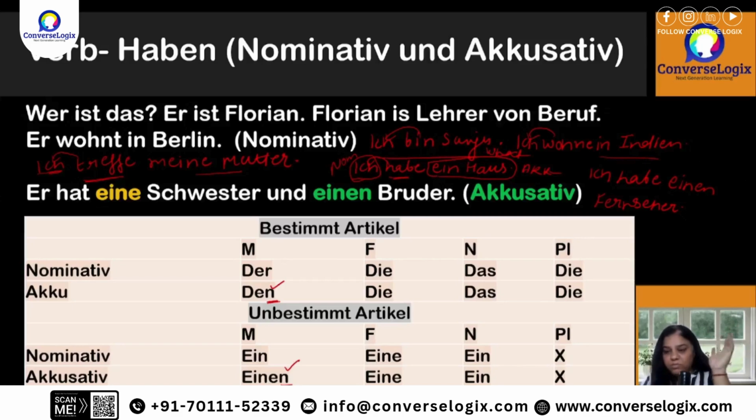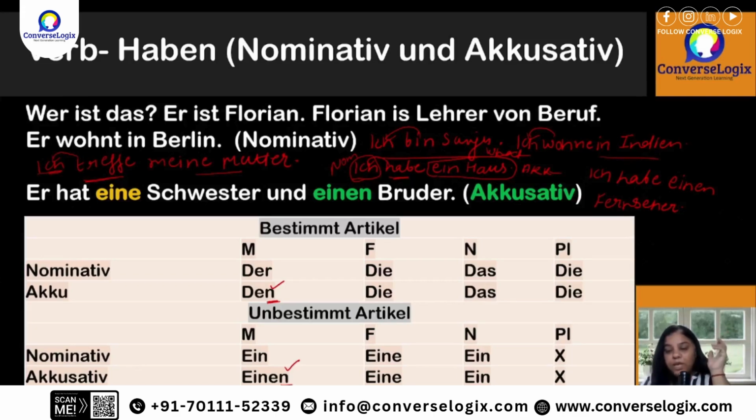"I eat", that's a complete sentence, not necessarily, but what you are eating, if that information is there, then it is an accusative structure, right? Ich lese ein Buch, accusative. Ich esse eine Pizza, accusative. Ich nehme einen Tee, it's accusative. Ich habe ein Haus, it's accusative. Ich treffe meine Mutter, it's accusative. Yeah? Ich höre alte Musik, that's accusative.